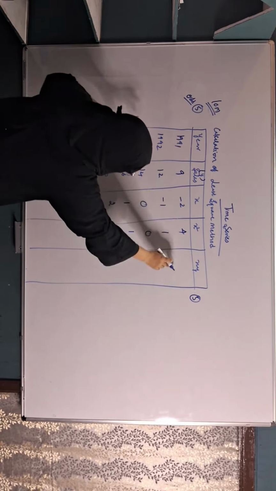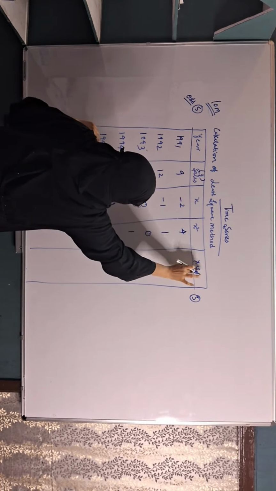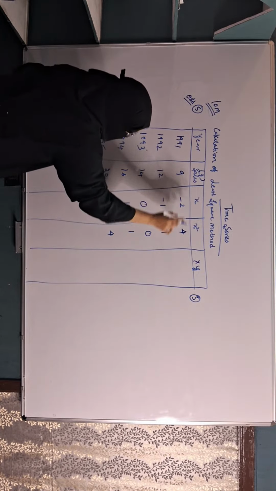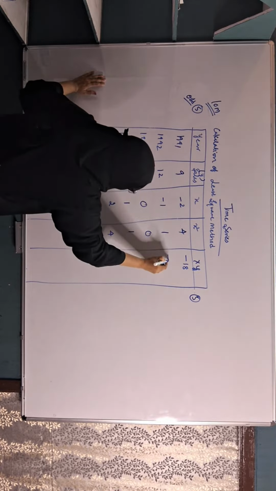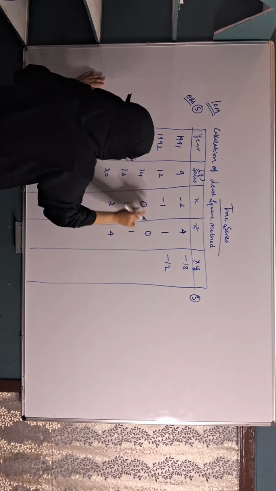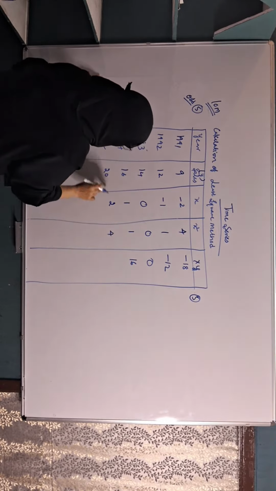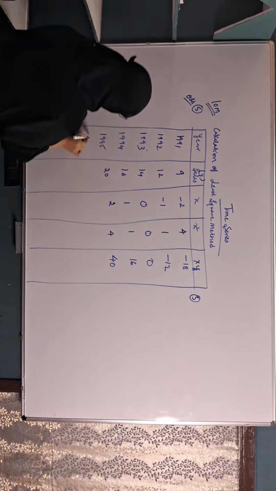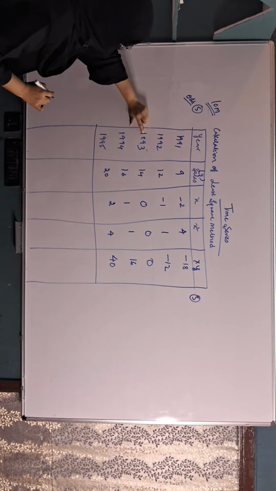Then X into Y. Now see here, this is X into Y. I am writing clearly X into Y. X into Y means 9 into minus 2, this is minus 18. 12 into minus 1, minus 12. 14 into 0, 0. 16 into 1 is 16. 20 into 2 is 40. So now you have to calculate all this. Okay. 1, 2, 3, 4, 5.